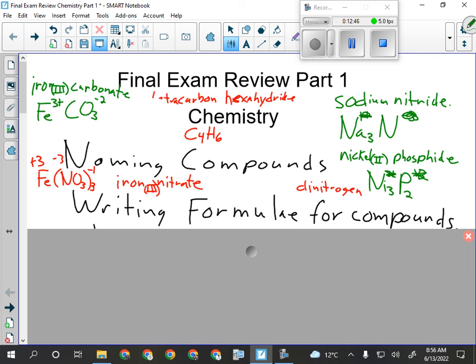Okay, so the reason I picked this is, first off, it makes us do another Roman numeral one. And secondly, what's gonna have to go around carbonate? Brackets. Okay, so if I drop and swap, the 2 is gonna go here, and the 3 is gonna go here. If I leave it that way, it's 2 irons, 1 carbon, and 33 oxygens. Not what happens, okay? This, however, is what happens. 1 iron and 3 carbonates. Okay, so the brackets are important as they really make it a lot different.